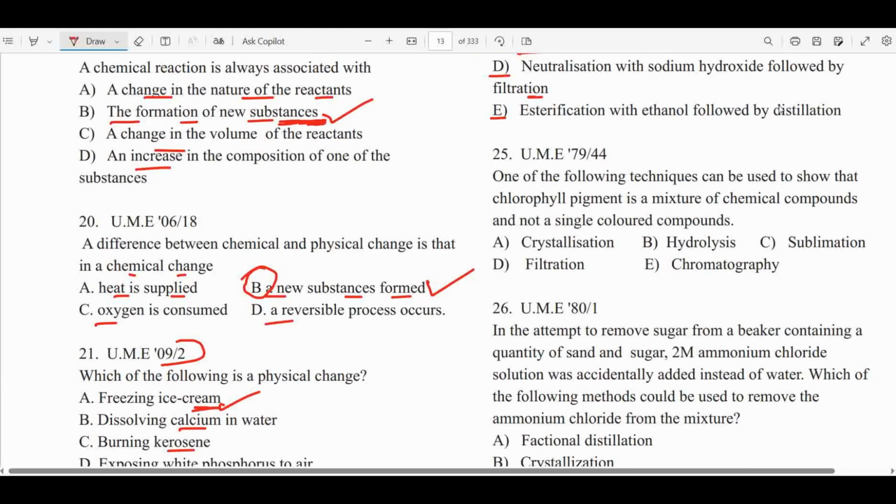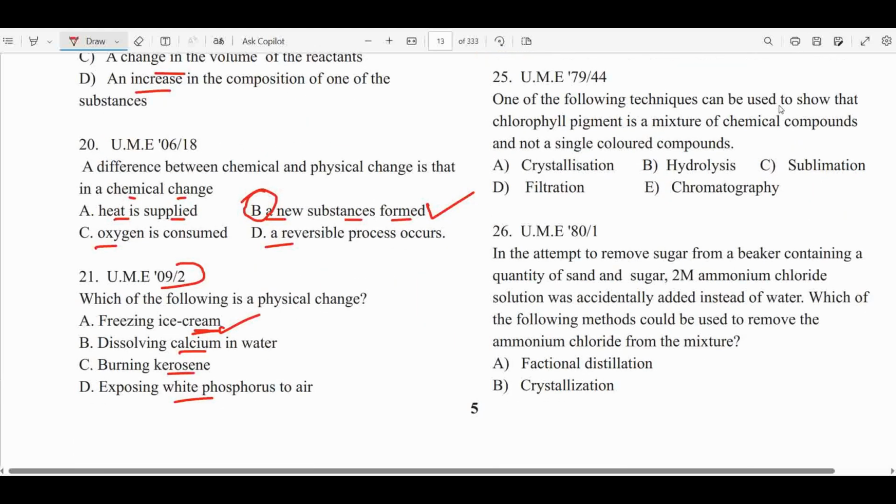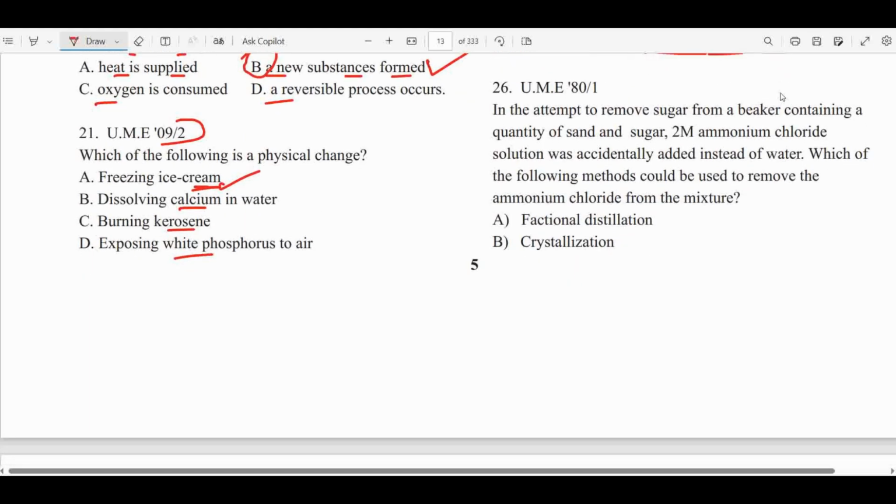Question number 25. One of the following techniques can be used to show that a chlorophyll pigment is a mixture of chemical compounds and not a single colored compound. So what method do you use to separate colored substances? Chromatography. Remember that? This is a method that is based on the rate of movement over an absorbent paper. So chromatography is used to separate colored substances. The answer to this will be E. Let's go on to question 26.